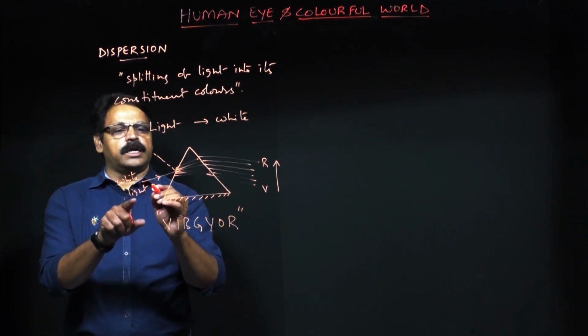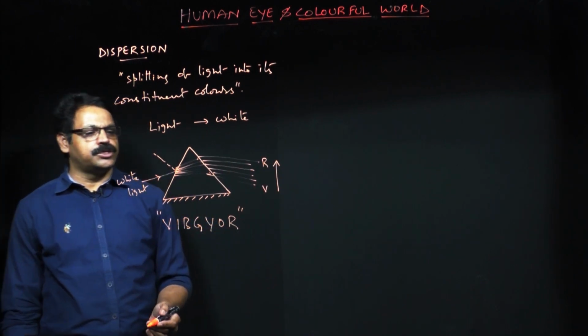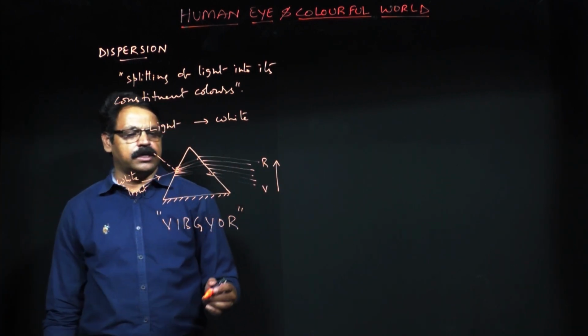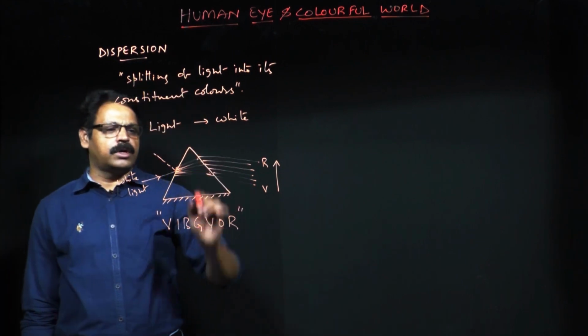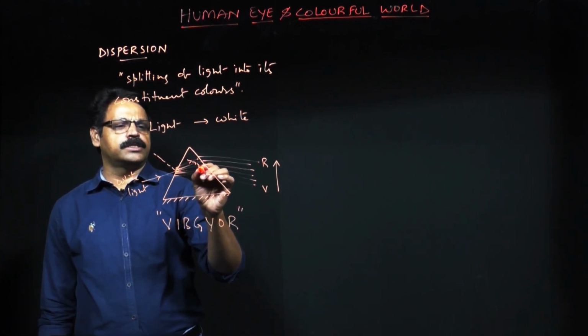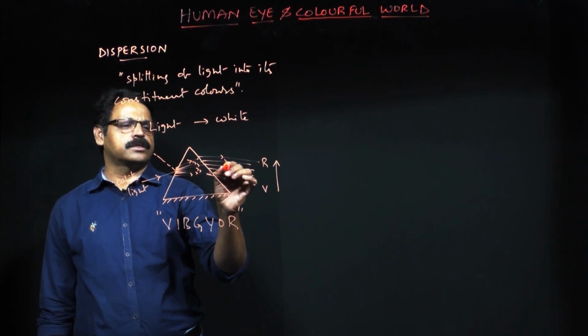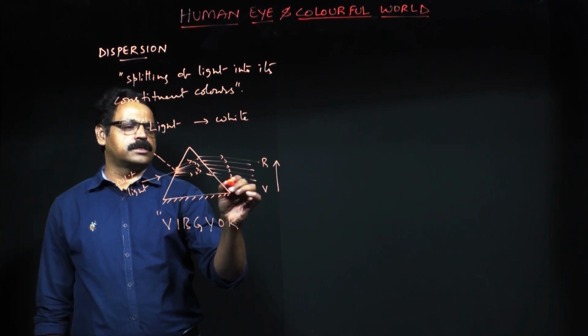So a white light, when it falls on the prism, will get converted into its constituent colors, that is 7 colors, and this phenomenon is called dispersion. So in simple terms you can define dispersion as the phenomenon of splitting up of light into its constituent colors.